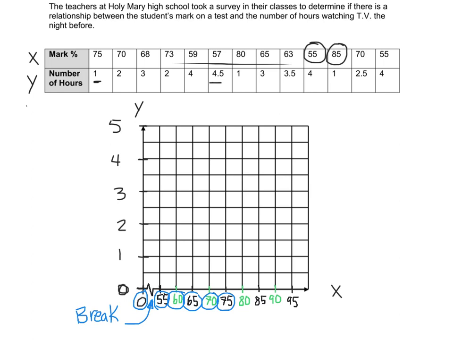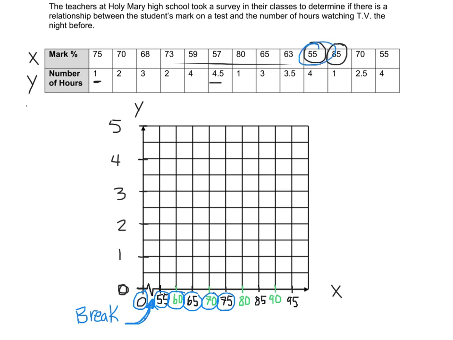Okay, so I'm going up by increments of 5. This is why I have this break here. I have this break on purpose there to indicate that there is a break in the x-axis, and then I'm going up by increments of 5. But I'm going to start at 55 because I don't have any numbers that are smaller than 55 actually.